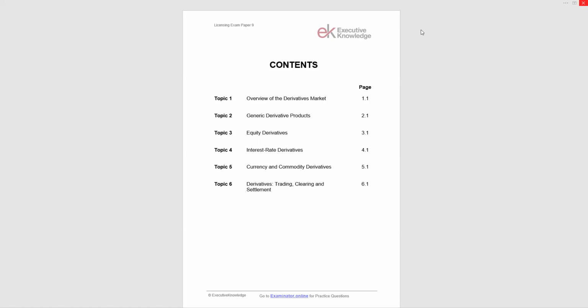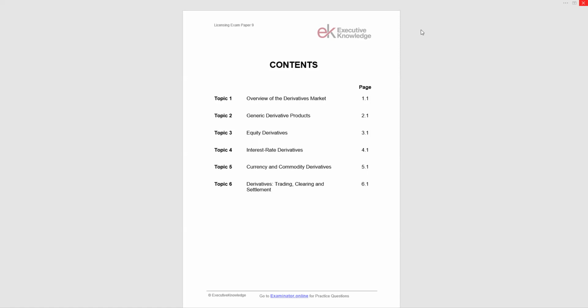And the final topic, topic 6, looks at trading practices with regard to derivatives, clearing and settlement, margining systems, and specifically with regard to OTC derivatives, mandatory reporting and mandatory clearing, which now has arrived in Hong Kong. So those are the 6 topics of Paper 9.